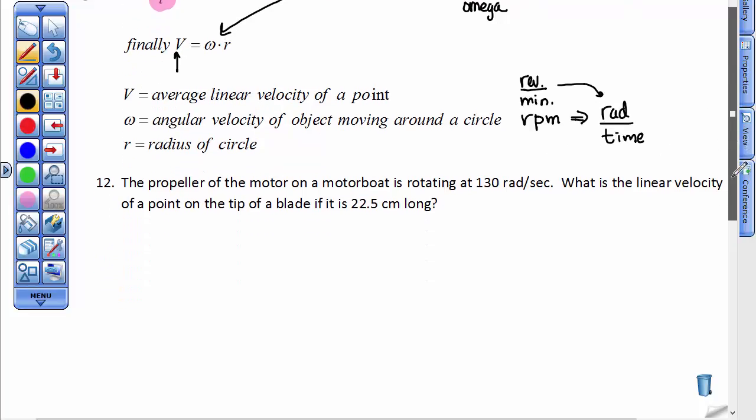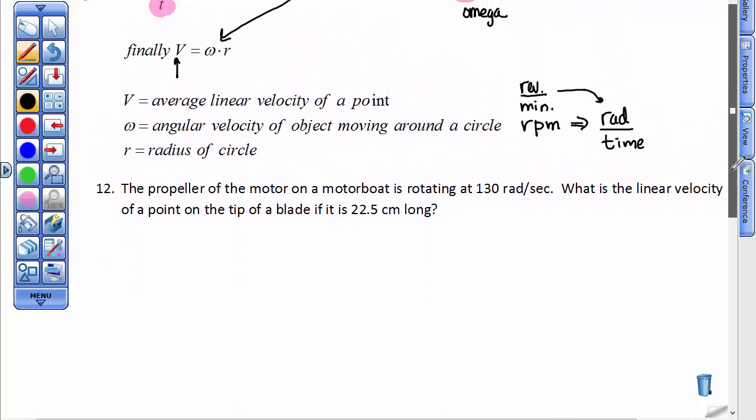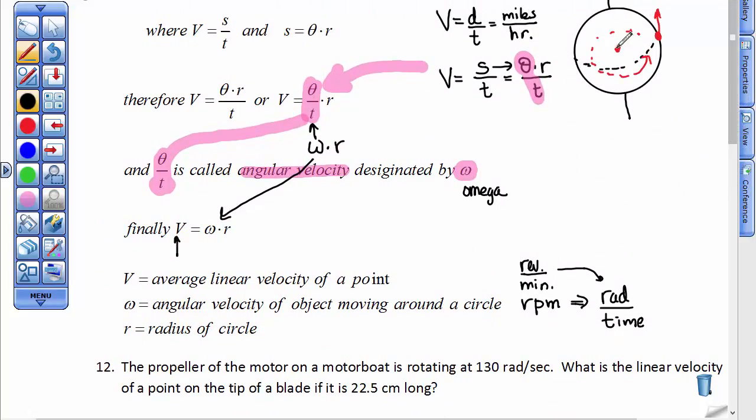So let's look at our first problem. Well, actually, you know what? I'm sorry. Before I do that, I want to take the Earth problem. The linear velocity of a point on the equator would be found by taking its angular velocity times the radius of the Earth. Well, the angular velocity is 1 revolution every 24 hours. That's how the Earth rotates.